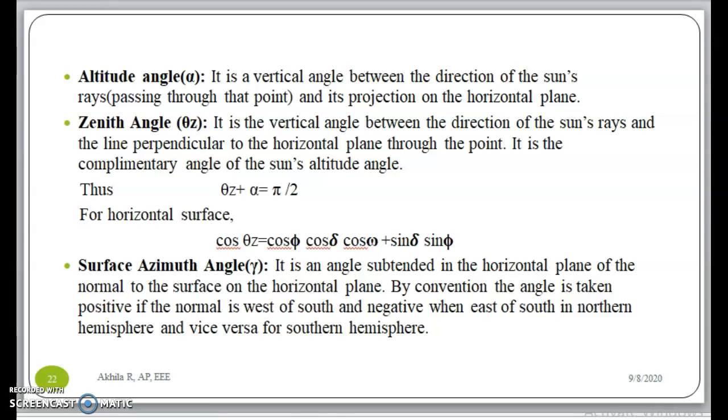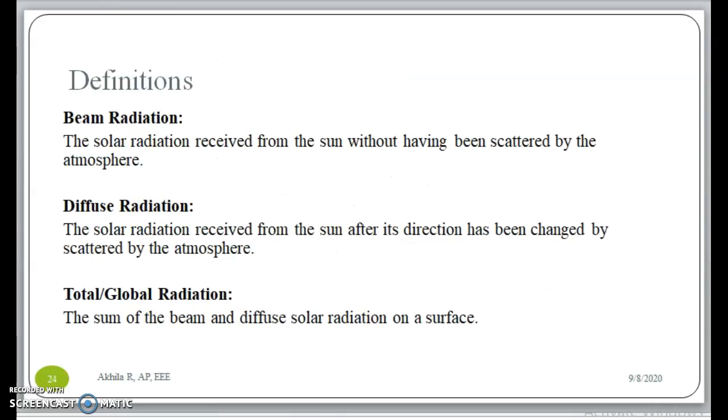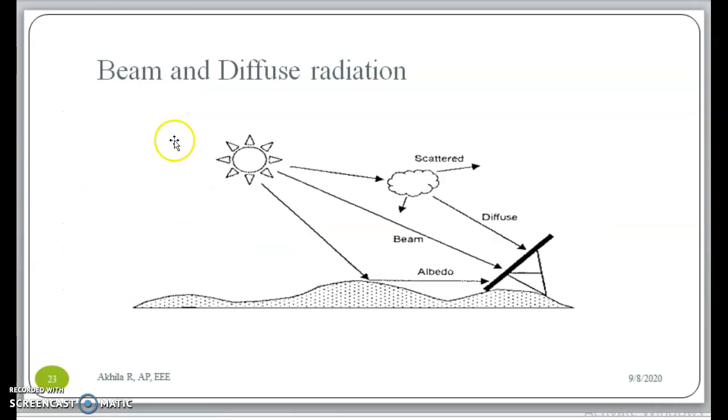Okay, and next we have the beam and diffuse radiation. So again for this you need to know basically what is the beam radiation, what is the diffuse radiation and what is the total or global radiation. We first see this and then go for the figure. So the solar radiation that is received from the sun without having been scattered by the atmosphere. So you can see the sun rays are coming directly. Okay, see, that's shown beam, it is coming directly.